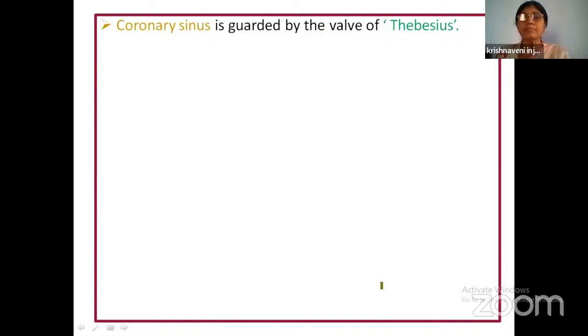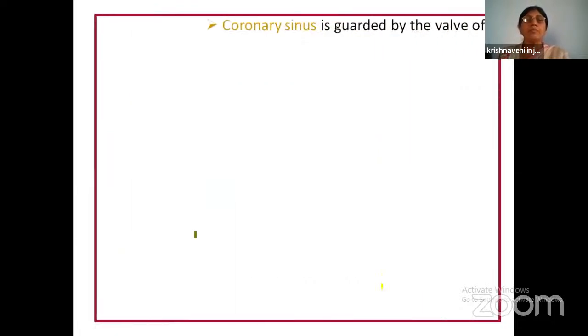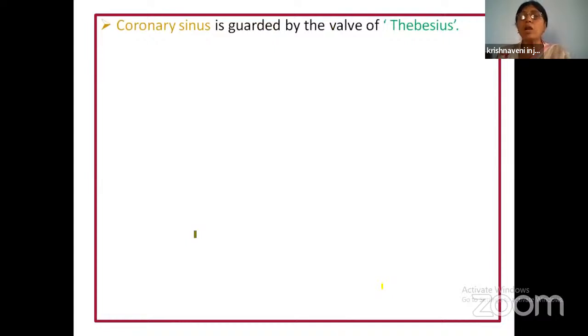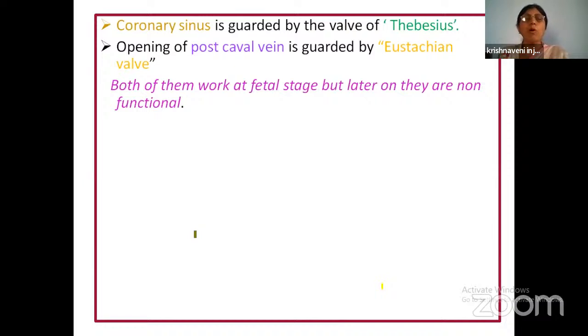Next, the coronary sinus is, in the previous, yes, here you can see the coronary sinus. Here, the coronary sinus is guarded by one valve. It is the valve. Okay. The coronary sinus is guarded by the valve of Thebesius. The name is Thebesius. And the opening of the postcaval vein is guarded by the Eustachian valve. Both of them work at the fetal stage, but later on they are non-functional.